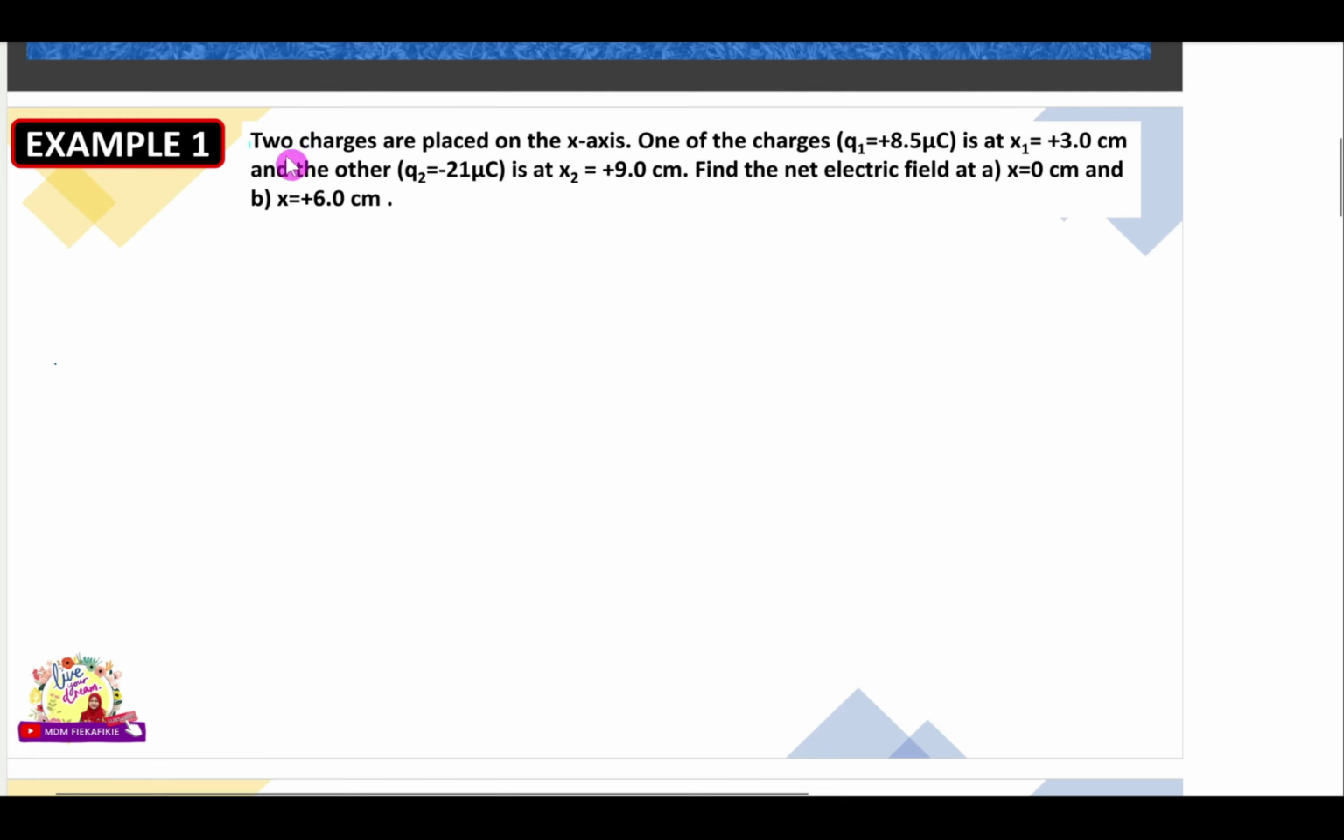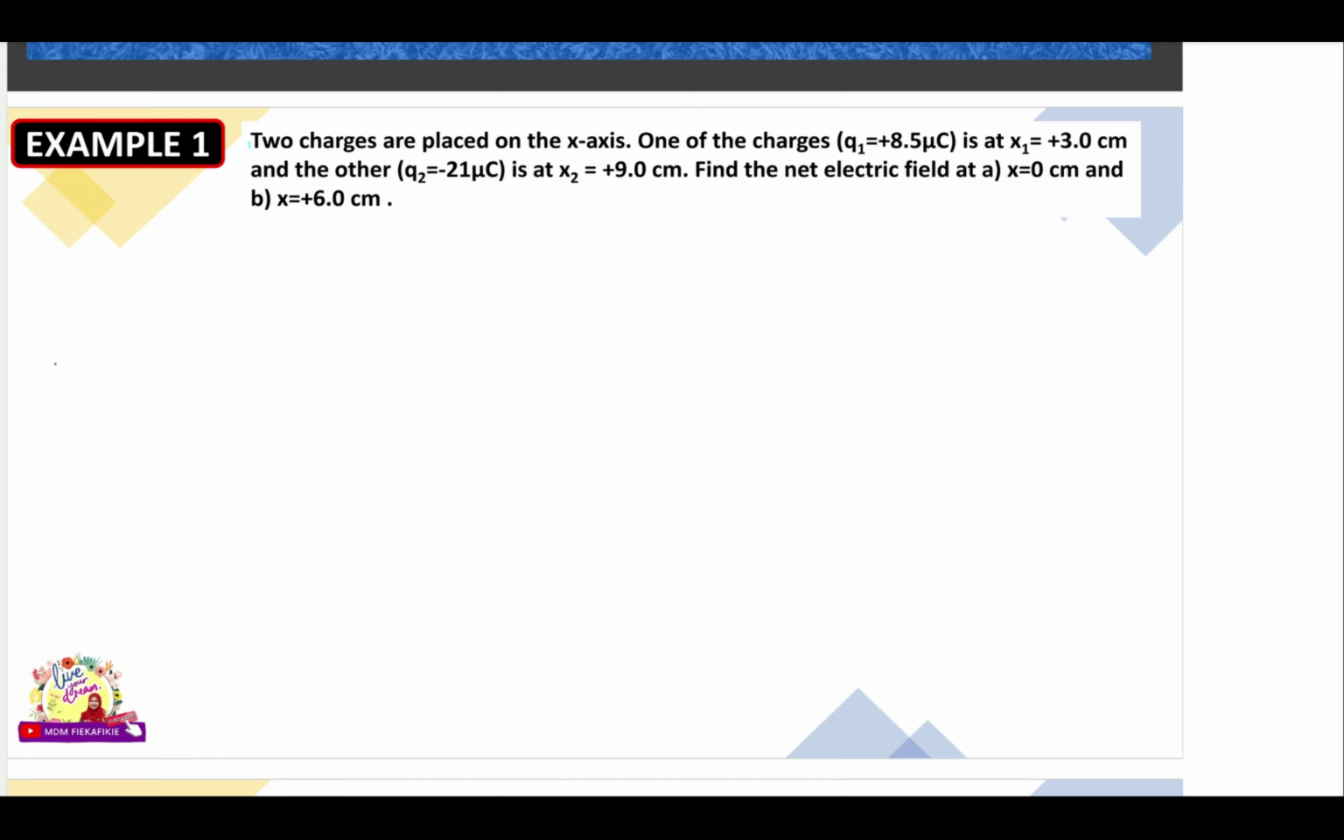So, here we have two charges placed on the x-axis. One of the charges, Q1, is given here at x equal to positive 3 centimeter, and the other, Q2, equal to negative 21 microcoulomb, is located at 9 centimeter. So find the net electric field at x equal to 0 and x equal to 6 centimeter.